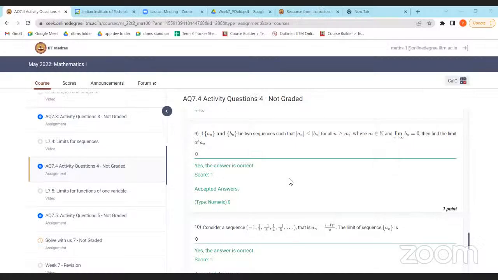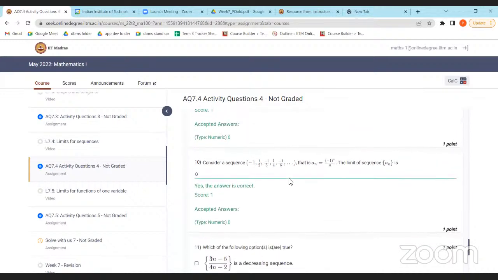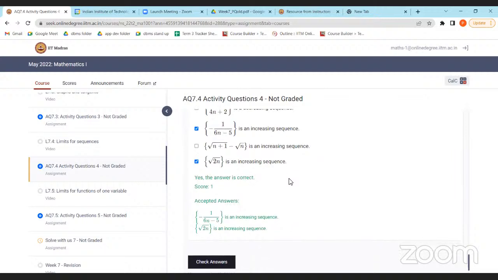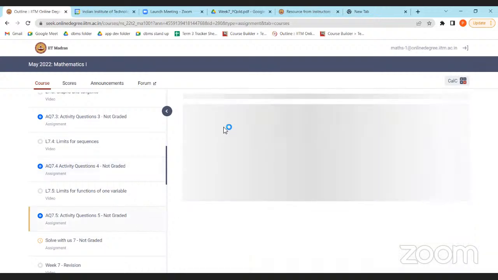Please go through the properties. By solving any question, you should remember those things. At least the last three or four properties we should remember, right? Okay, any other doubt?